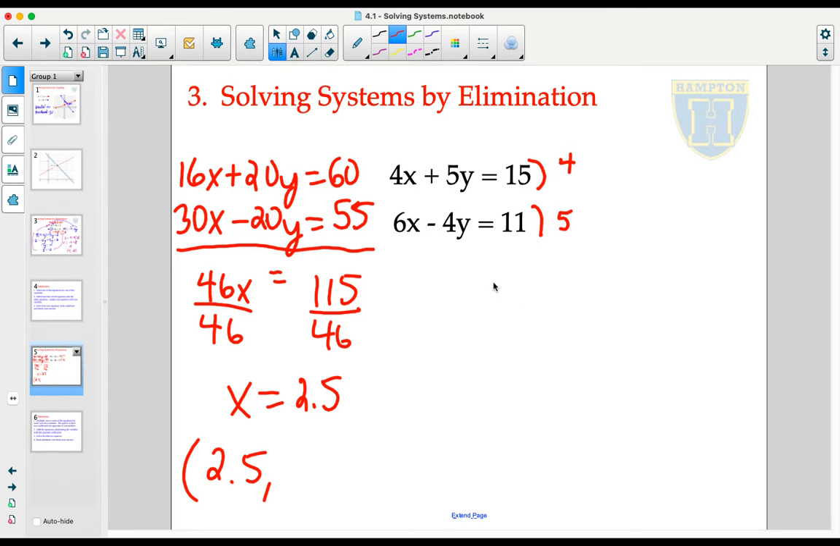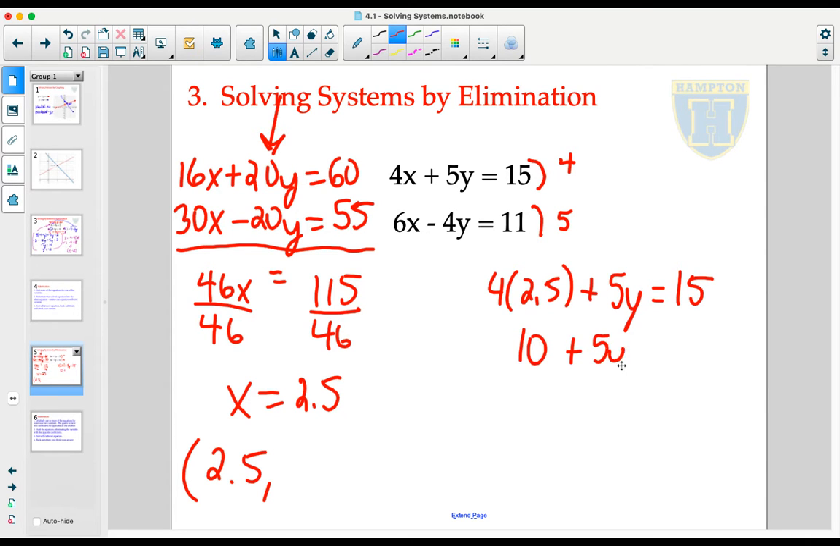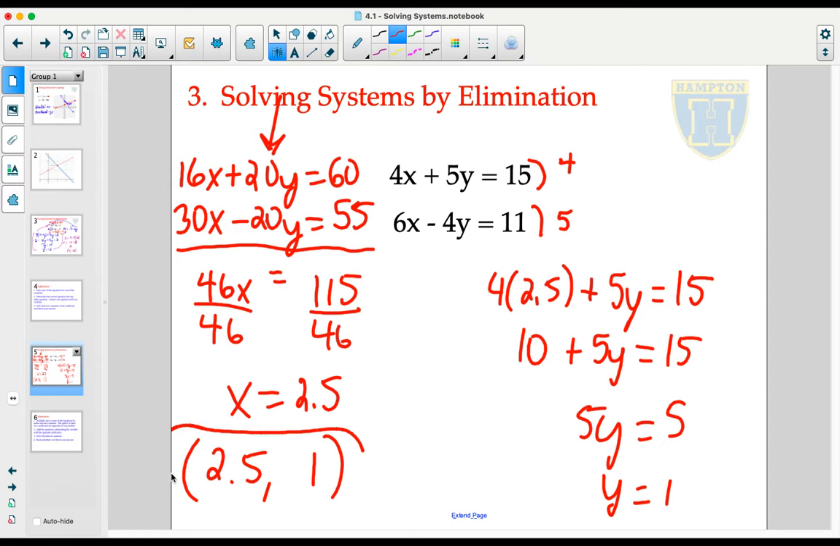I'm going to choose the top equation because 4 times 2.5 is a little bit easier to deal with than 6 times 2.5. Not that much easier, but I at least know what 4 times 2.5 is without really having to think about it. Plus 5y is 15. Notice I did not use the big beefed up version of the equations. I could, because it is equivalent, but I didn't. I can use this one with the smaller numbers in it. 4 times 2.5 is 10, plus 5y is 15. Subtract the 10, divide, and you get y is equal to 1. So our entire solution is 2.5, 1.